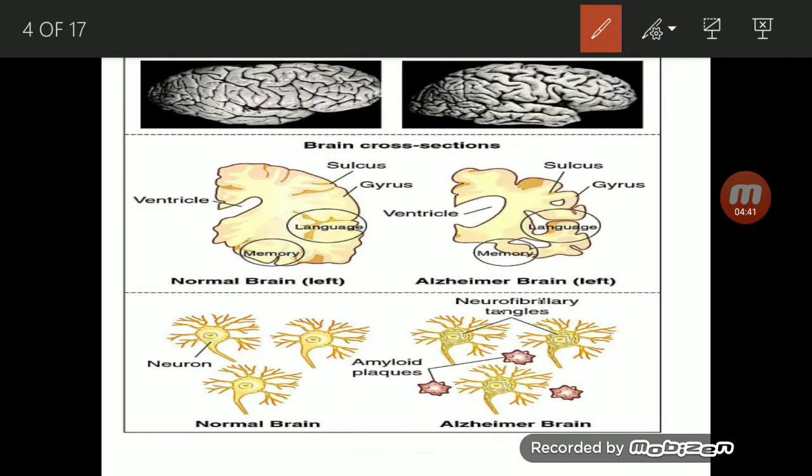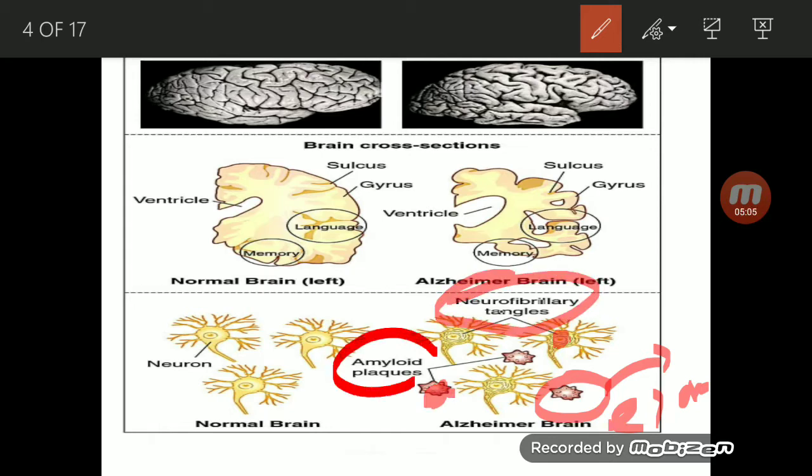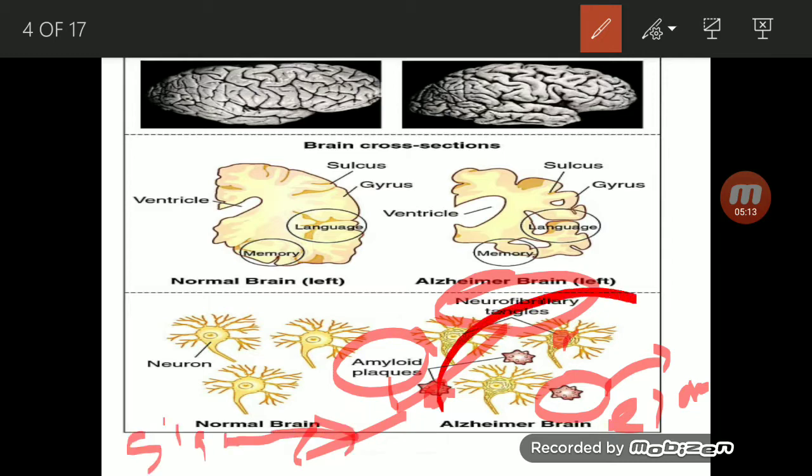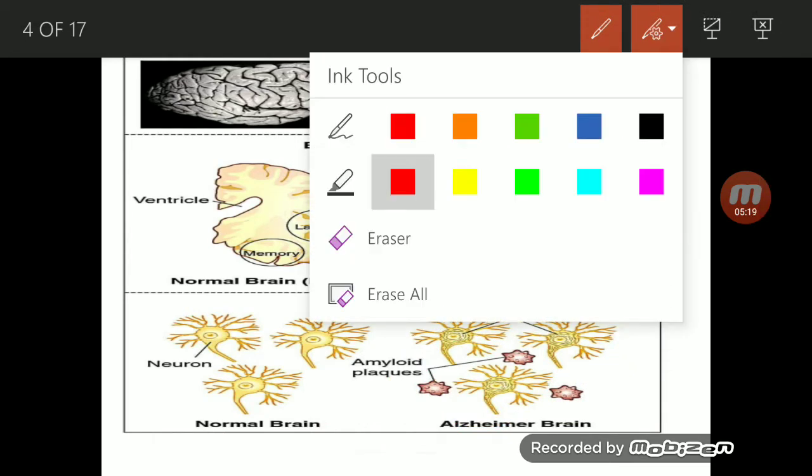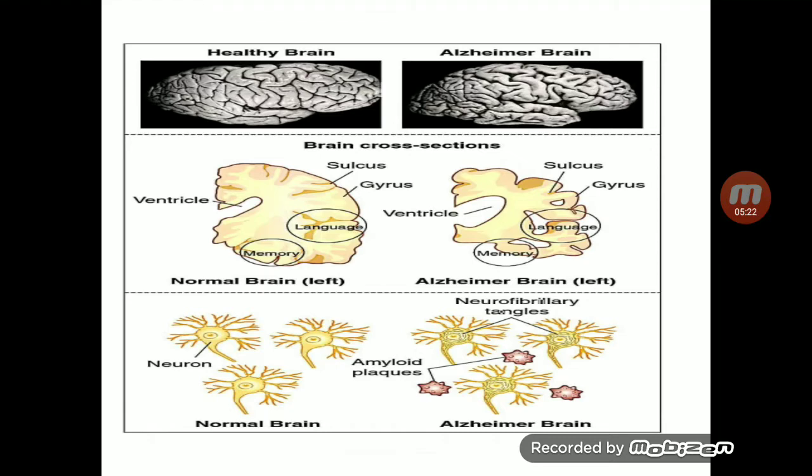Apart from that, the changes that you see are the deposition of extracellular protein, as well as inside the neuron the accumulation of intracellular proteins known as neurofibrillary tangles, and the extracellular ones are amyloid plaques. Both the intracellular and the extracellular deposition hamper signal conduction through the neurons.